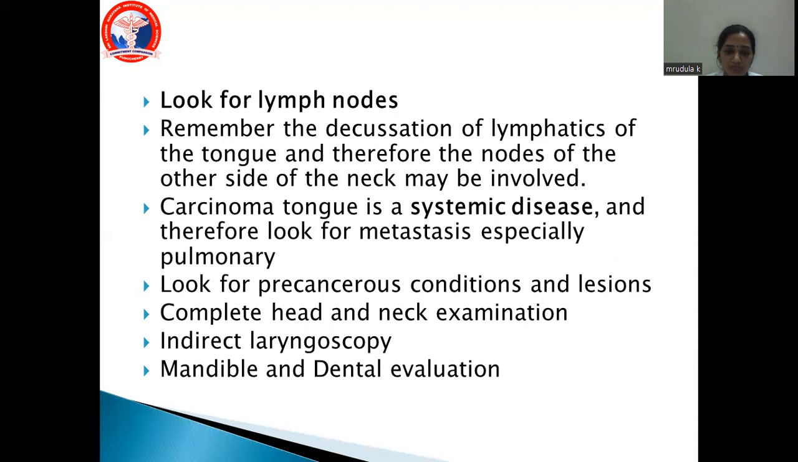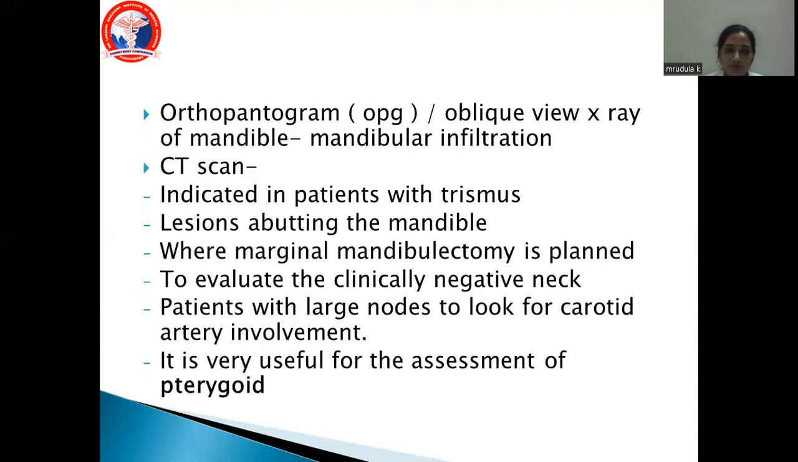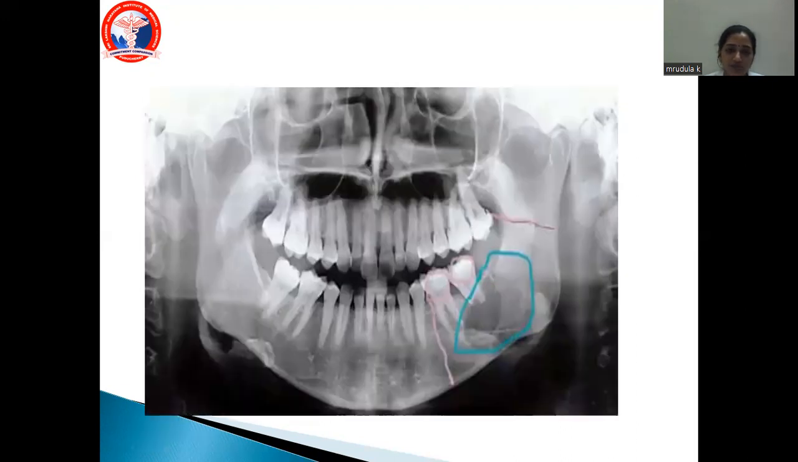And we have to look for precancerous lesions. A complete head and neck examination, indirect laryngoscopy, and dental and mandibular evaluation should be done. An OPG, which is an X-ray of the mandible, should be taken. A CT scan is indicated when you suspect involvement of the pterygoid muscles, in patients with trismus, and in lesions affecting the mandible, where we are planning a marginal mandibulectomy, in order to clinically evaluate negative necks, and in patients with large nodes to look for carotid artery involvement. It is also useful for assessment of the pterygoid muscles.